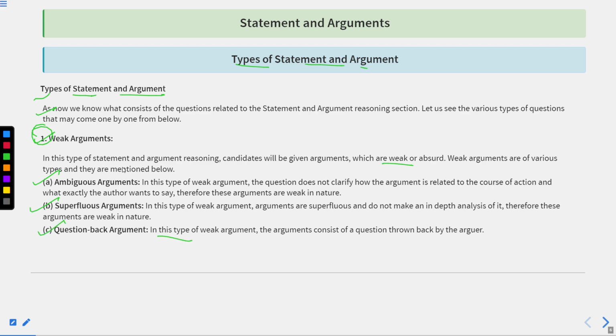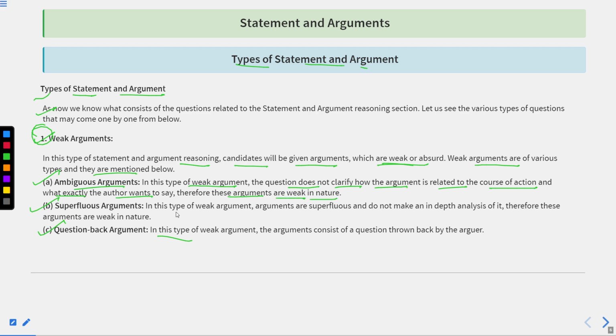First, let's try to understand weak arguments. In this type of statements and arguments reasoning, candidates will be given arguments which are weak and absurd. Weak arguments of various types are mentioned below. First, the ambiguous argument. In this type of weak argument, the question does not clarify how the argument is related to the course of action and what exactly the author wants to say. Therefore, the arguments are weak in nature.